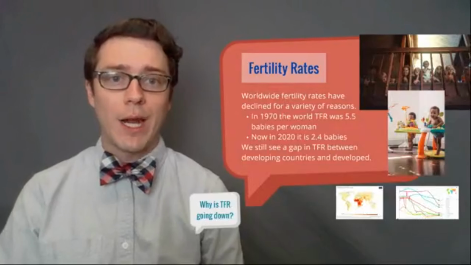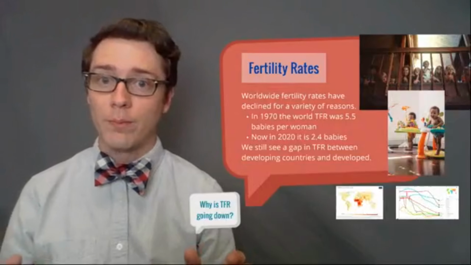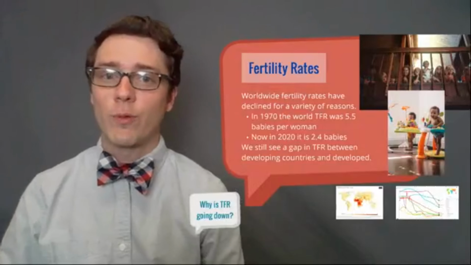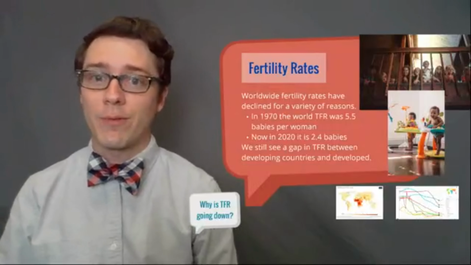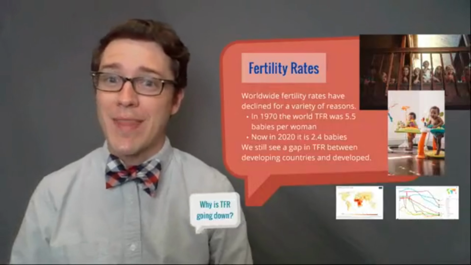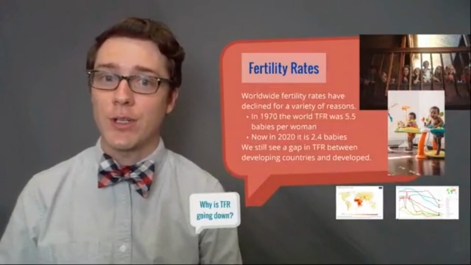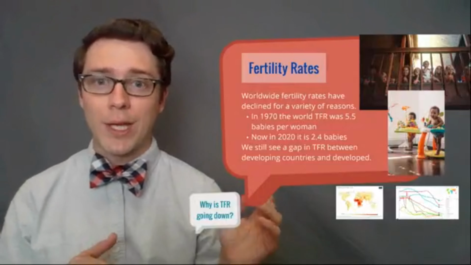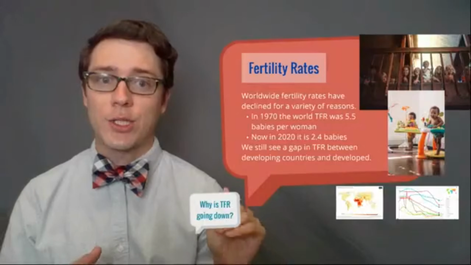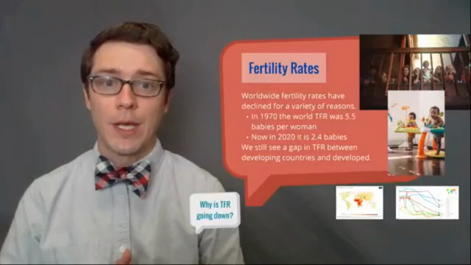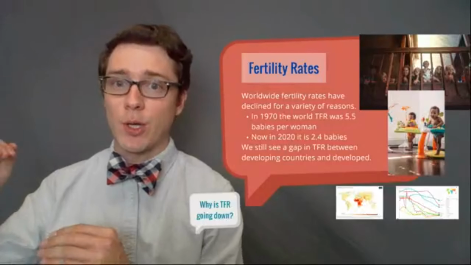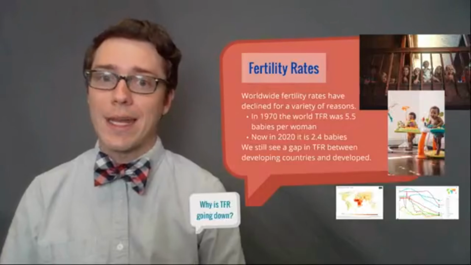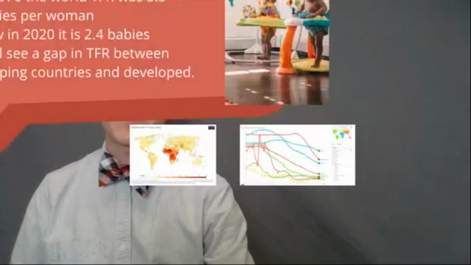So the worldwide fertility rate has declined all around the world for a variety of reasons. In 1970, the total fertility rate of the world was 5.5 babies per woman. So think about that. It was 5.5 just 50 years ago. Now it is 2.4. So it's just above replacement level for the world right now at 2.4 babies per woman. We still see a major gap between the total fertility rate in developed countries and developing countries. And we'll talk about why that is as we go through this.